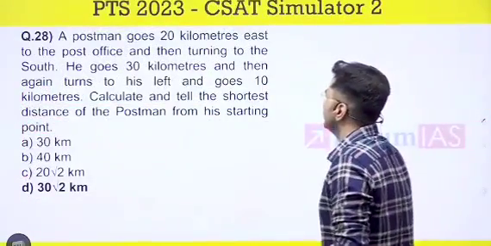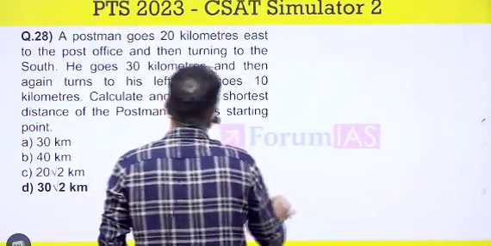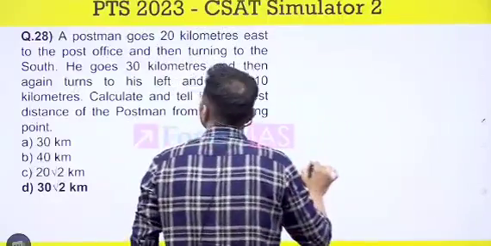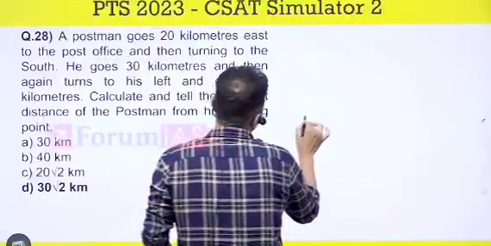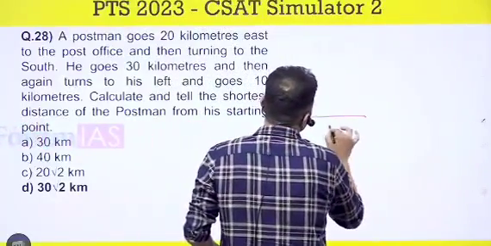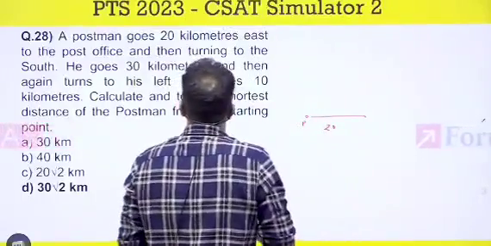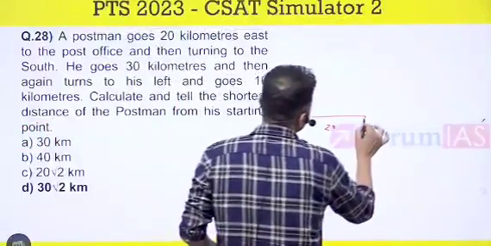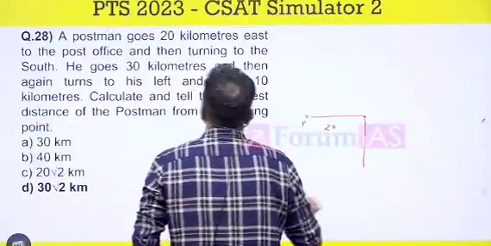A postman goes 20 kilometers east. This is simple. A postman goes 20 kilometers east to the post office. So let this be the post office. He goes 20 kilometers east, then turning to the south, he goes 30 kilometers.